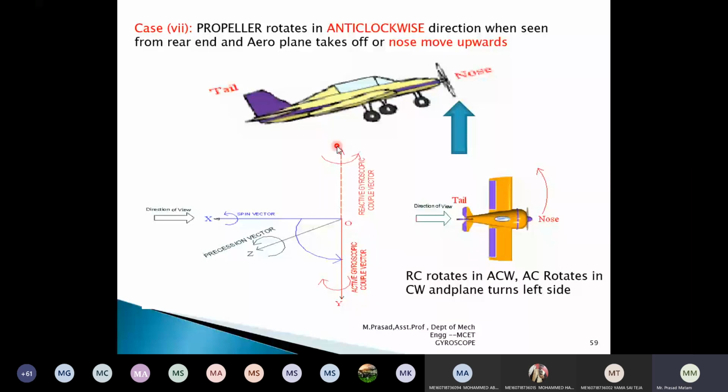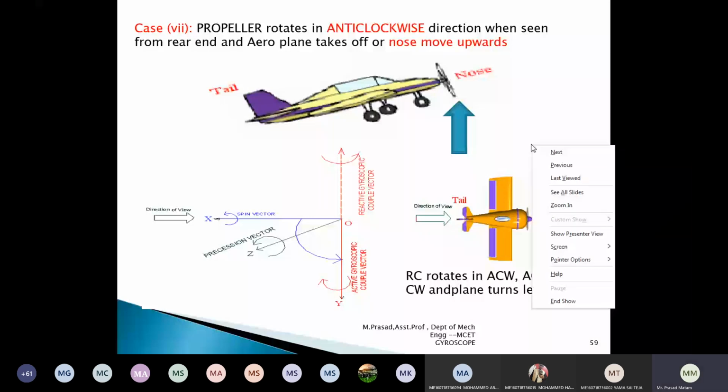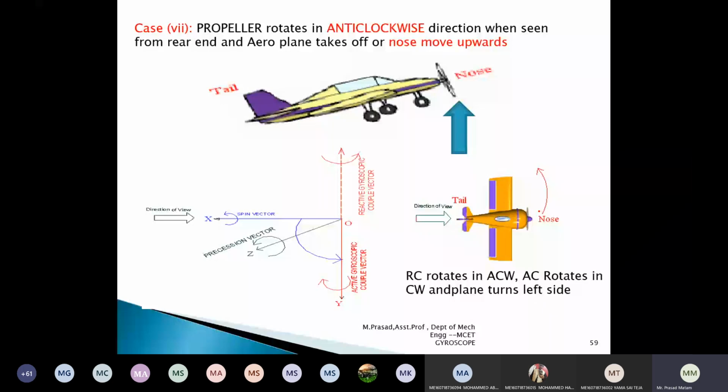Now, if we see what type of motion it is, clockwise or anti-clockwise, how is the reactive couple rotating? Here, reactive couple is rotating in anti-clockwise. How is the active couple rotating here? Active couple is rotating in clockwise. Now I want to show with the pointer how my active couple is rotating clockwise, like this. This is my active couple. How my reactive couple is rotating anti-clockwise. This is my reactive couple motion. Now tell me how the aeroplane turns.